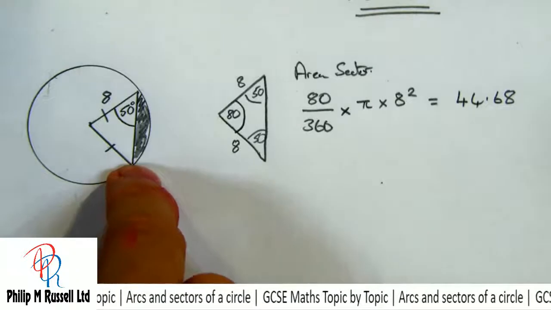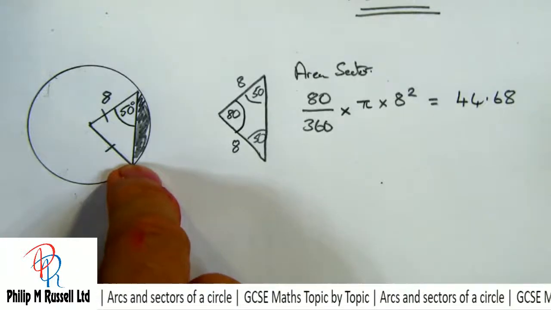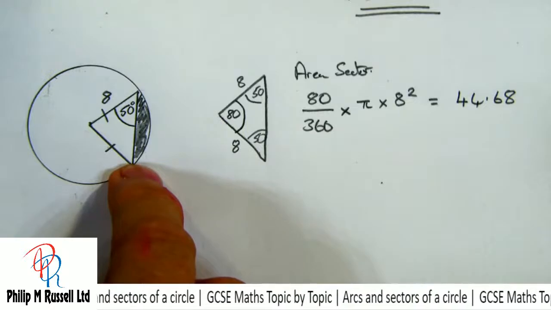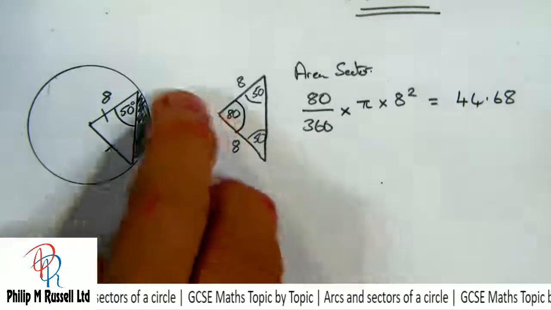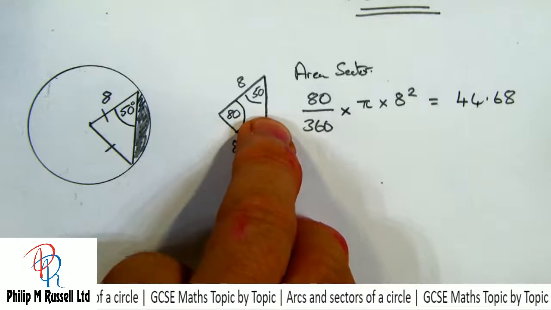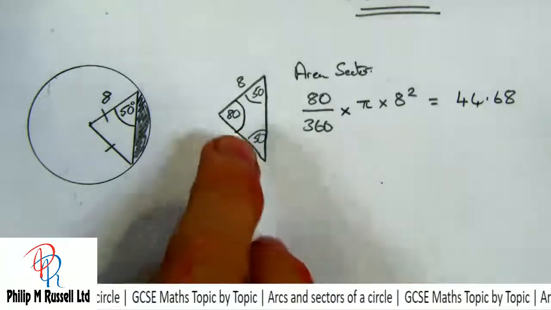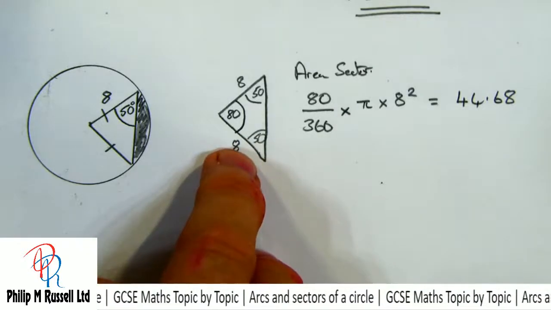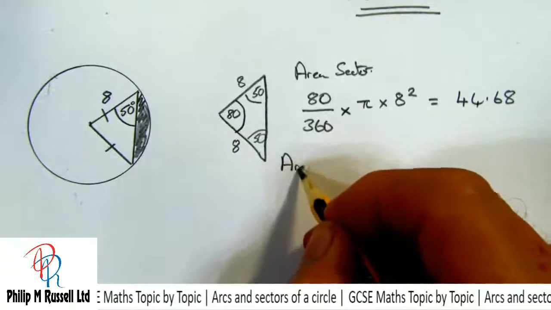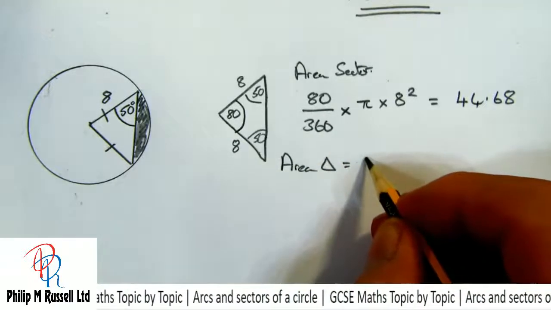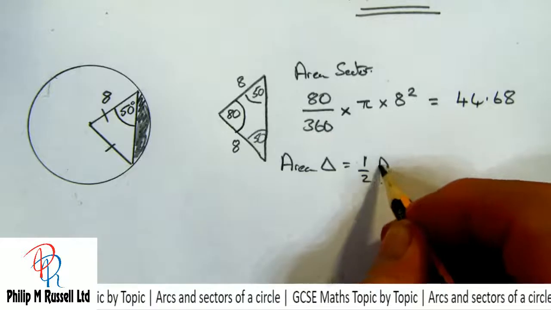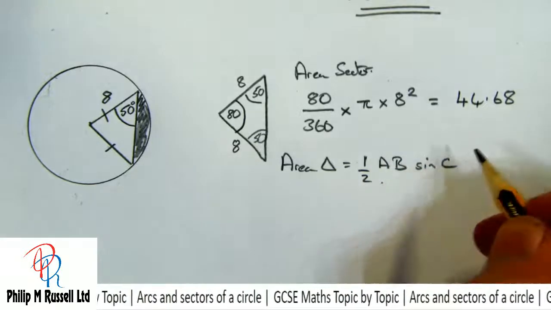Now, how to go about working this? There are basically two ways of trying to do this. One way is to try and use Pythagoras and try to work out various things of this circle, but if you're given something like this, then we're probably going to use something to do with the area of a triangle. Area of triangle equals my formula for doing this, which is a half AB sine C.